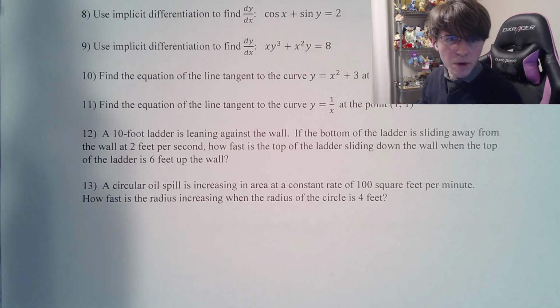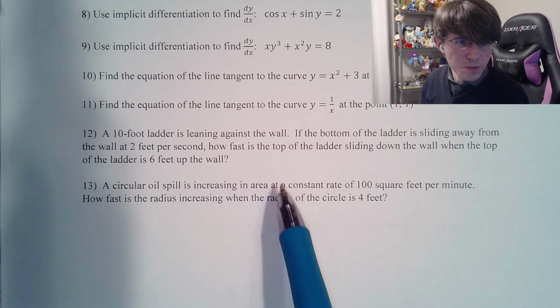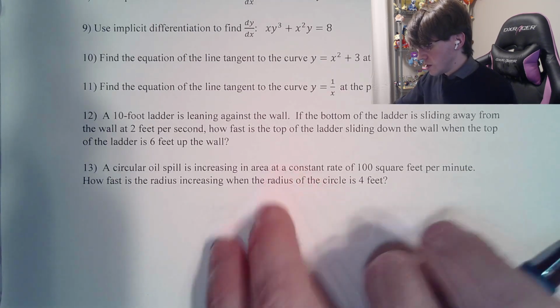All right, we are back, and this one, by the way, if you missed the previous question, that's what it says. This number 13 is circular oil spills increasing in area at a constant rate of 100 square feet per minute. How fast is the radius increasing when the circle is 4 feet? Okay, so I said to draw a picture every time.